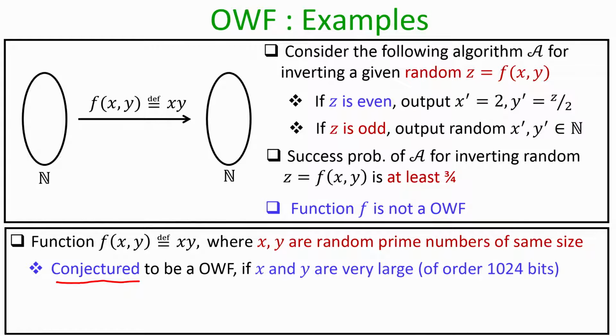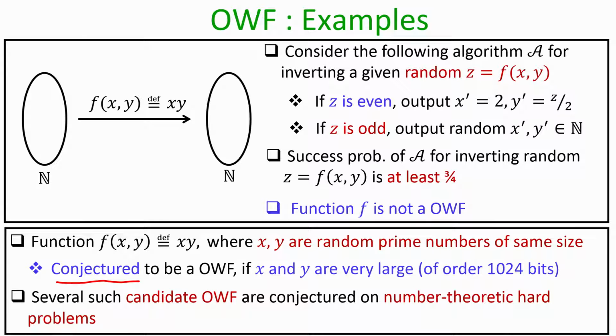It is not proved formally that indeed this function is a one-way function. And later on, when we will be discussing public key cryptography and number theory, there we will see several such candidate one-way functions which are conjectured on several so-called number theoretic hard problems. So, for the moment we will believe that this function f of x y, where x and y are arbitrary large numbers and the function is the product of x and y, is a candidate one-way function.